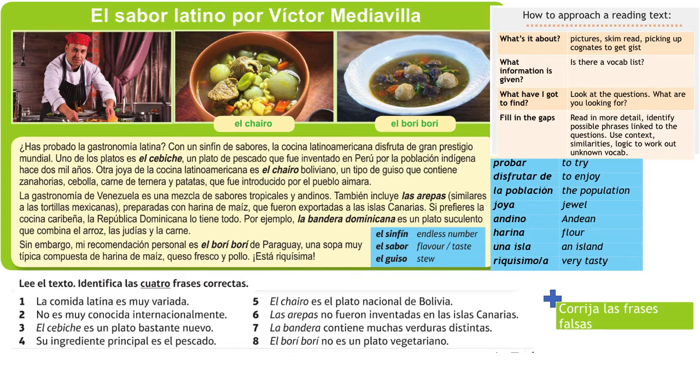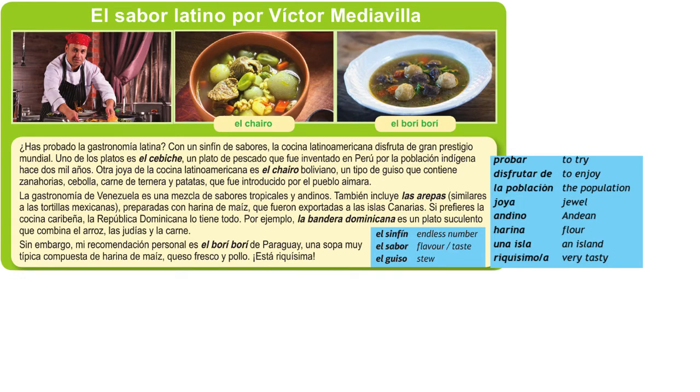Let's have a look at some of the language then. We'll just whiz through these and then we'll get on to the translation. First thing I was going to pick up was has probado. Can you remember or can you recognise what tense that is in? This was something we looked at the beginning of the term. Has probado, it's the perfect tense. Have you tried? So you would have he probado, I have tried. Has probado? Have you tried? Has probado la gastronomía latina? Have you tried Latin cuisine?